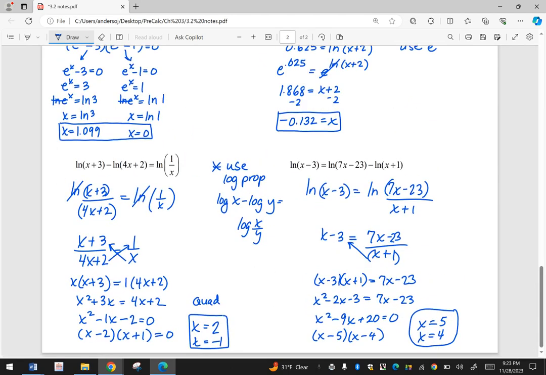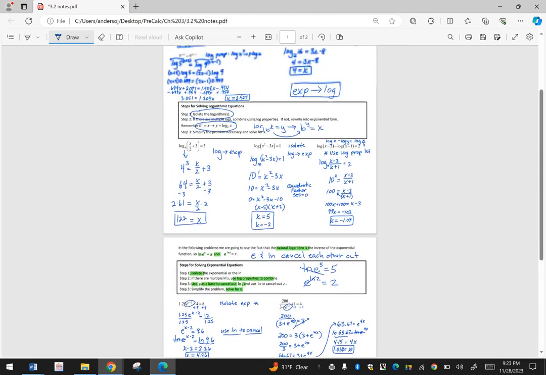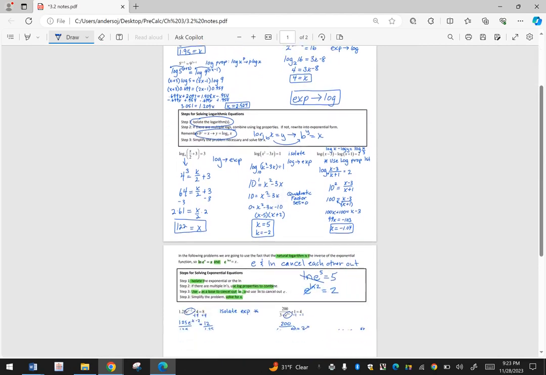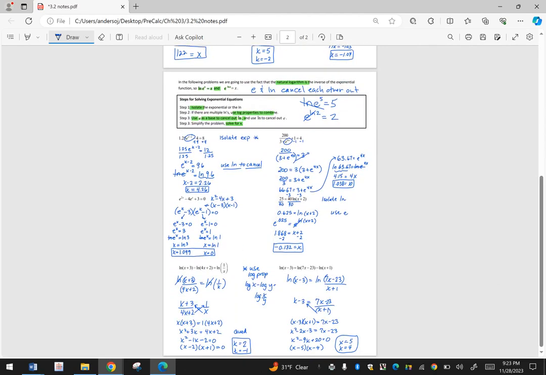All right, so that wraps up the lesson of solving logarithmic equations using exponential functions, using logs, using ln's, and using e's.